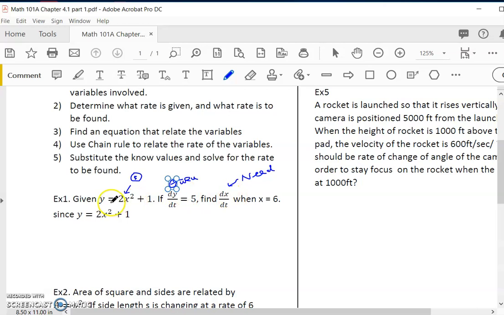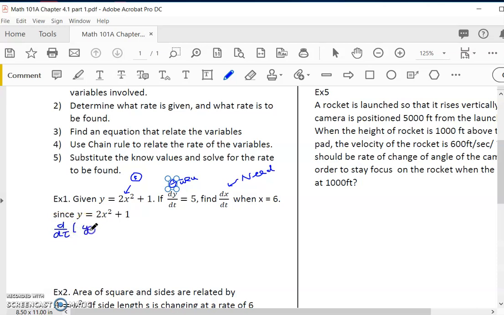And from here we know that we need to relate x and y, which we did. So the next step in this very simple question was to use the chain rule to relate the rates of x and y. Since y equals 2x squared plus 1, and we know dt is what we want, we'll do d/dt on both sides.